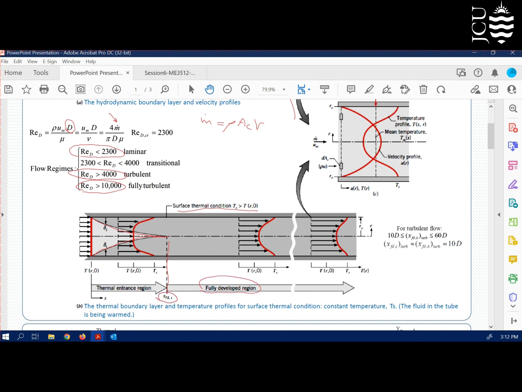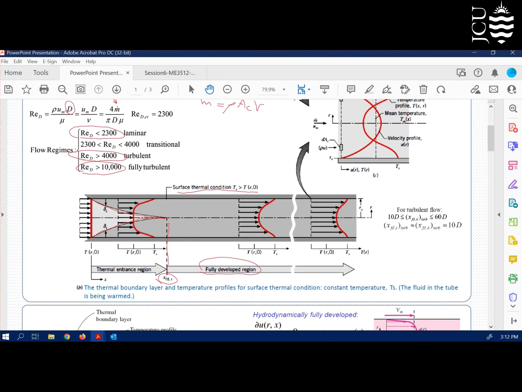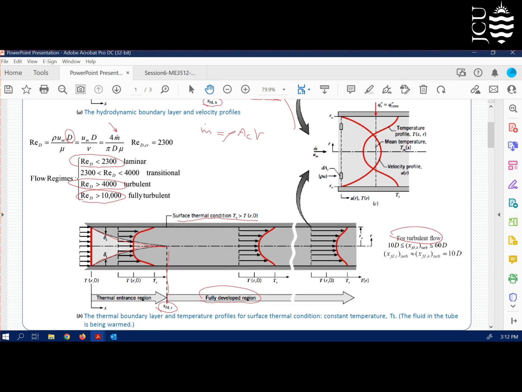The formula for this distance, the developing region for temperature, is very similar to the hydrodynamic one. The only difference is we add the Prandtl number there. So if the Prandtl number is bigger than 1, your developing region is going to be longer. If your Prandtl number is smaller than 1, your developing region for temperature is going to be shorter than the hydrodynamic one. And this is for laminar cases. If it is turbulent, which is given here, the developing region for temperature and hydrodynamic is going to be 10D.